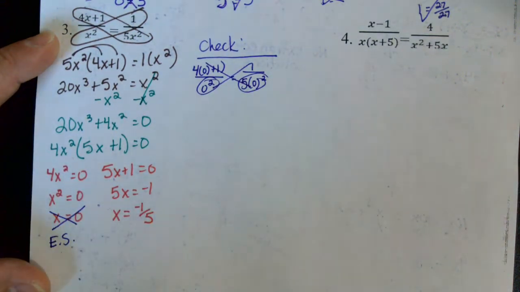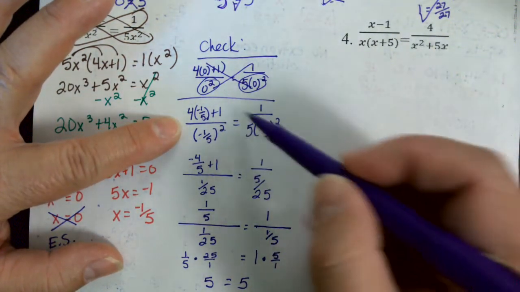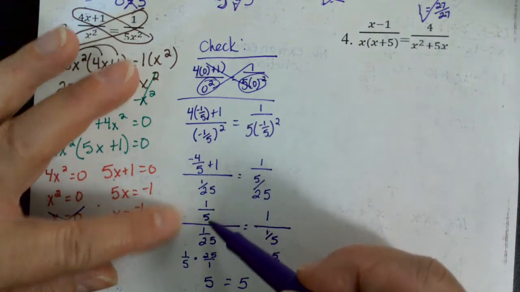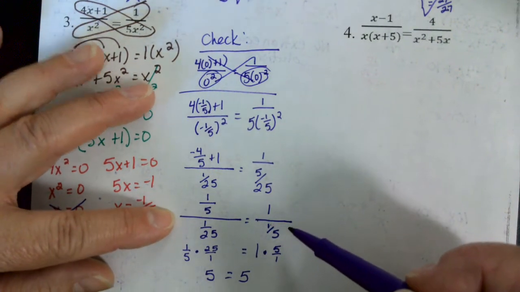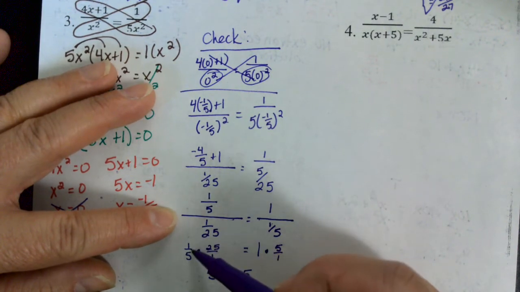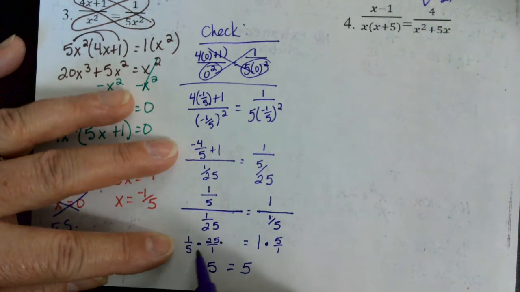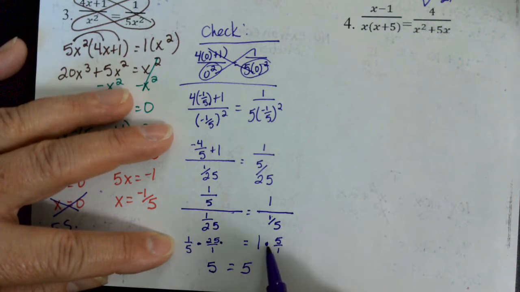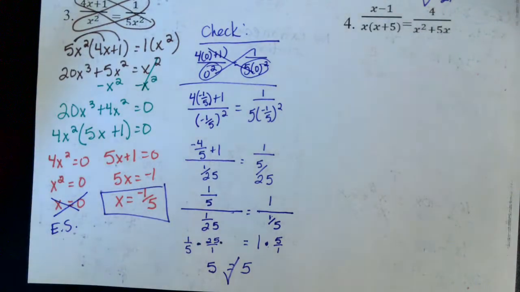Now let's plug in -1/5. All right, this was a fun one to do. So I substituted -1/5 everywhere, and I ended up with 1/5 divided by 1/25 equals 1 divided by 1/5. So you have to remember that for division of fractions, you want to change it to multiplication and take the reciprocal, change, flip. So I ended up with 1/5 times 25, which is 5. And 1 times 5, which is 5. So that one does work, and x equals -1/5 is a solution.